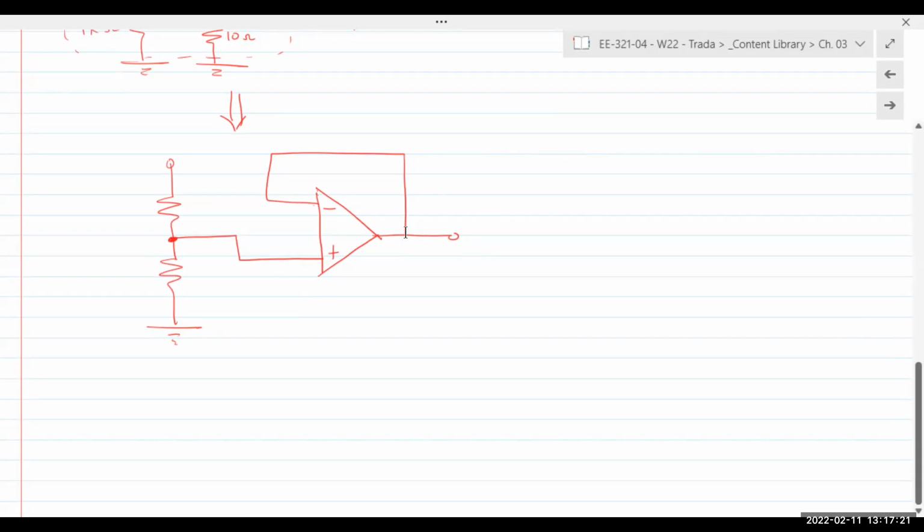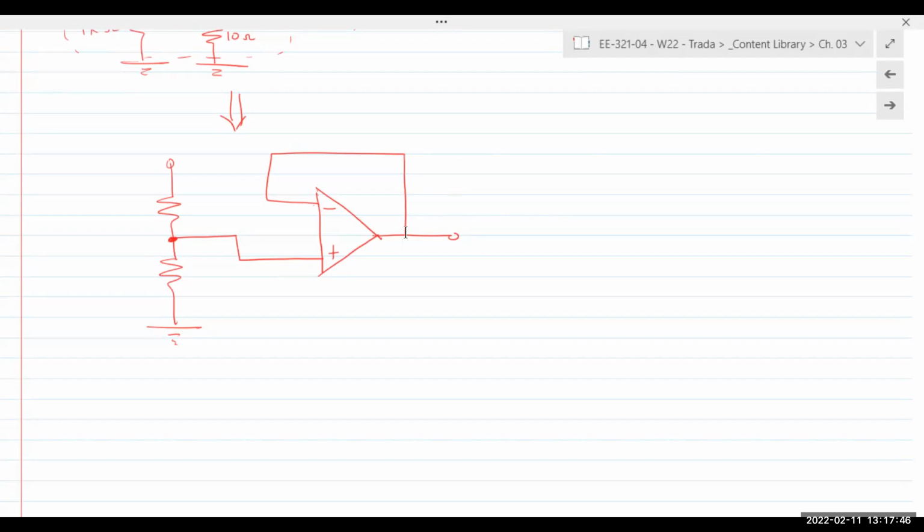But let's analyze this. What is the input impedance or the input resistance of an op amp? Very high, right? It's infinity for an ideal op amp. In a voltage follower, that still remains the same. The input impedance is very, very high. Typically, it's hundreds of mega ohms.